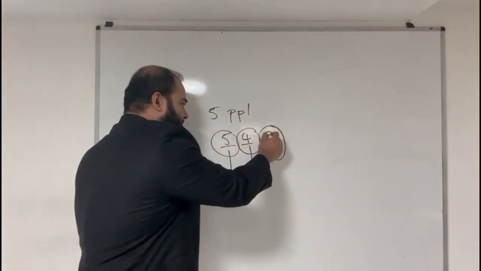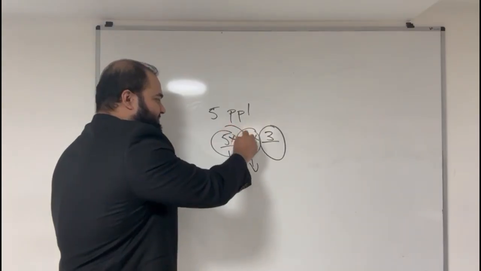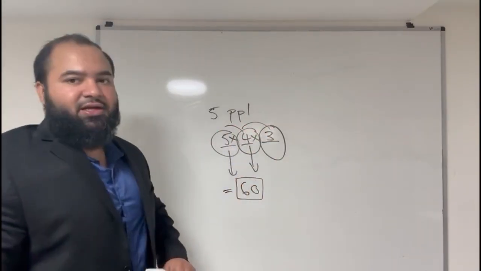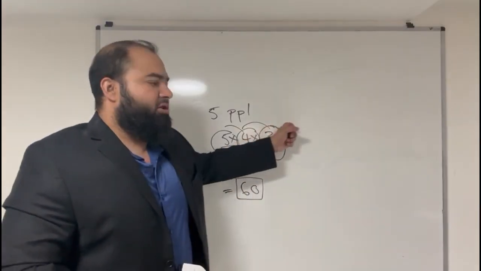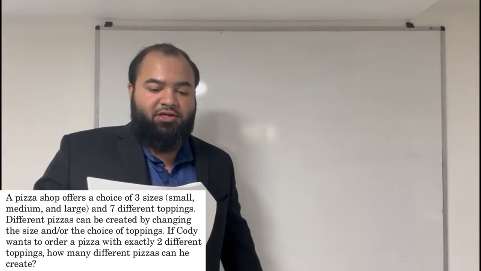3. So if you multiply them, remember to multiply at the end. That's 5 times 4, 20. 20 times 3, 60. That's the answer. So it doesn't have to necessarily go all the way to the 1 every time. You got it, guys? Let's do another similar question.